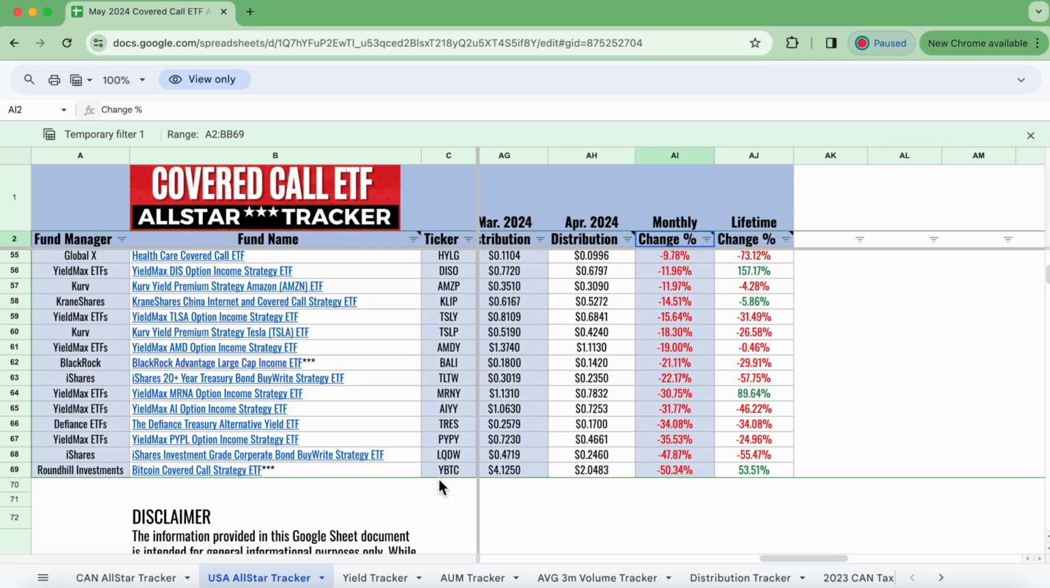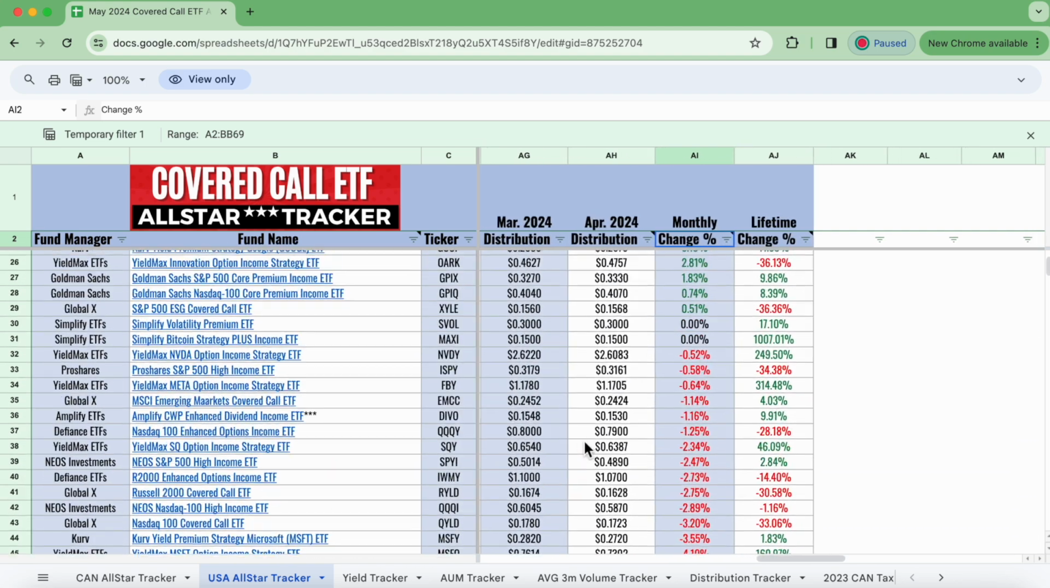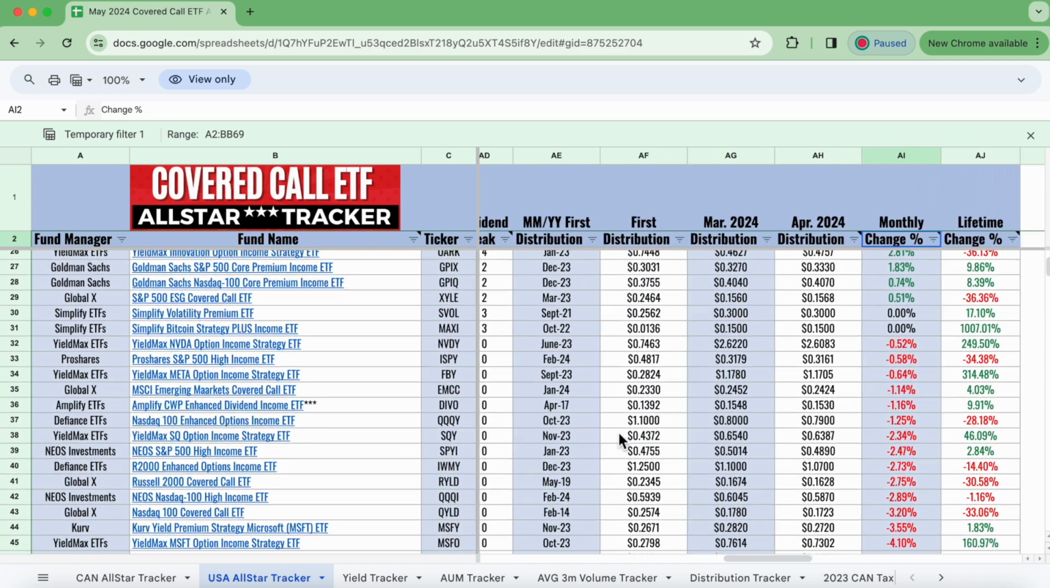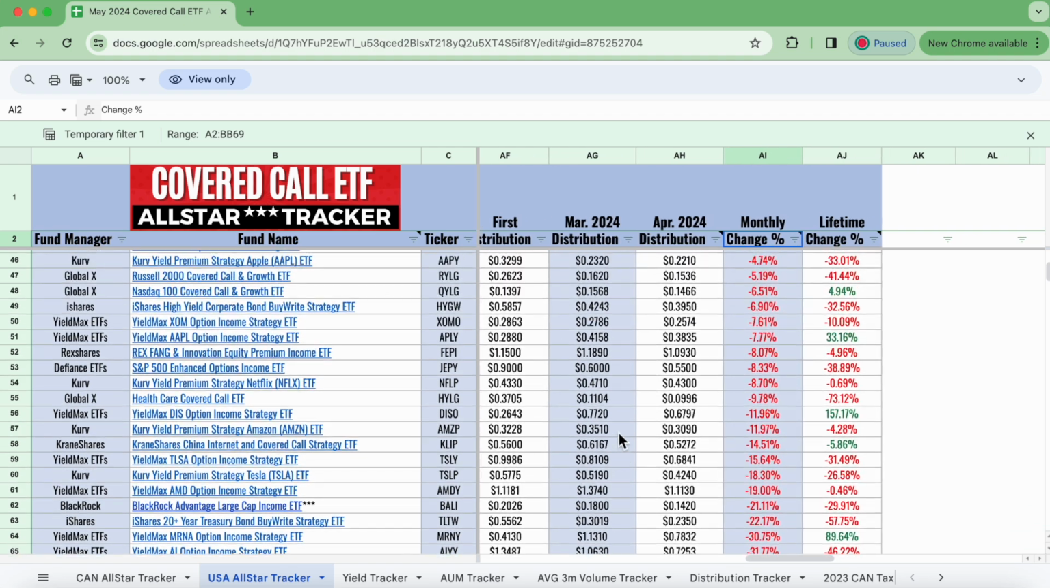And then everything else, like YBTC, is just taking a beating. But I mean, its lifetime distribution change since it came out in January is 50%. So you've got to expect that with Bitcoin, guys. It's going to be all over the map. Same with the single stock ETFs. They're kind of all over the place. You see a bunch at the bottom here. You see a bunch at the top here. And with the more diversified stuff sort of in the middle, which is what I expect.